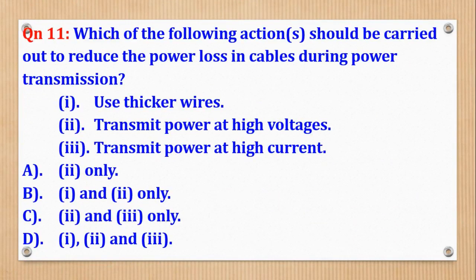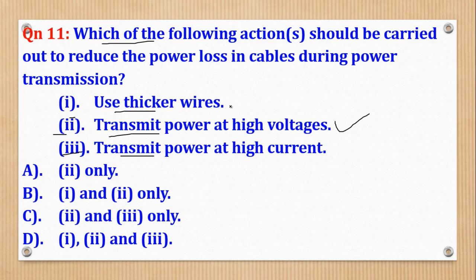Question 11 says, which of the following actions should be carried out to reduce power loss in cables during power transmission? Roman 1, use thicker wires. Roman 2, transmit power at high voltages. And Roman 3, transmit power at low voltages. Part A says Roman 1 only. Transmit power at high voltage is correct, but is it the only one?